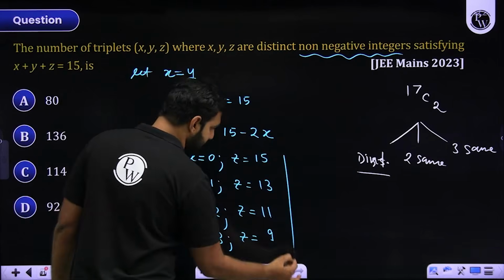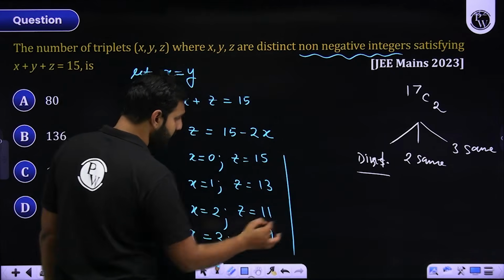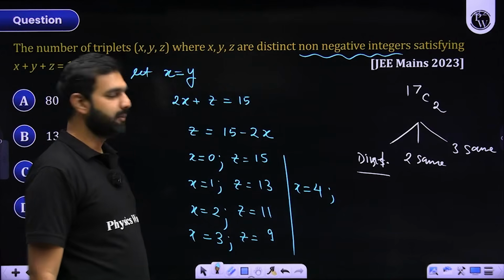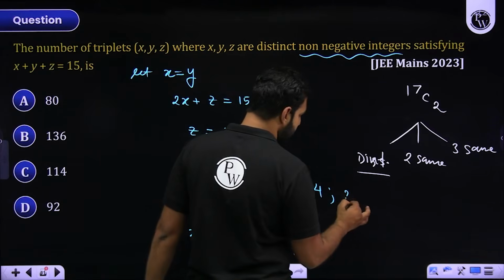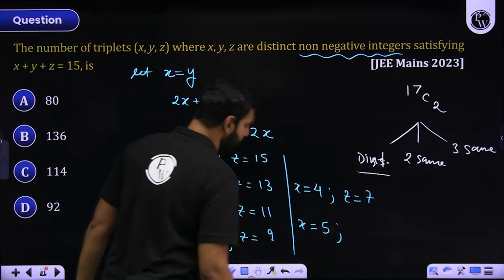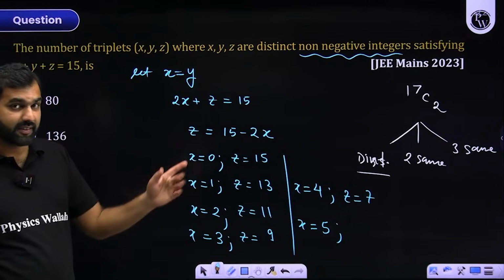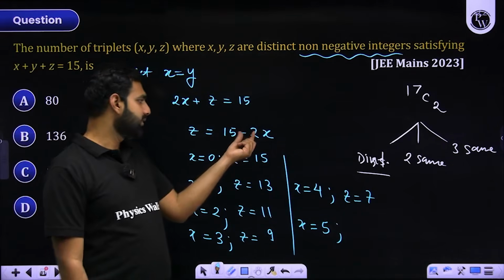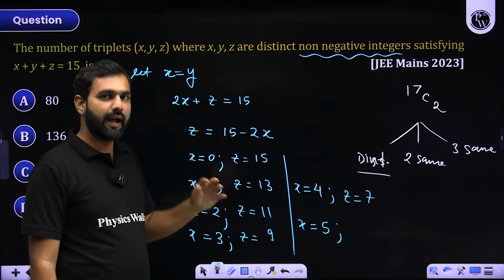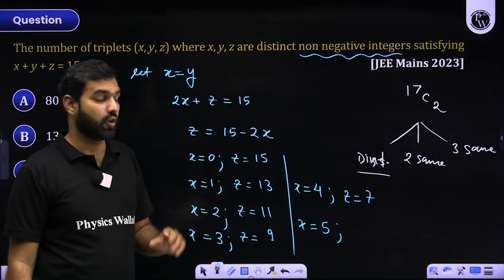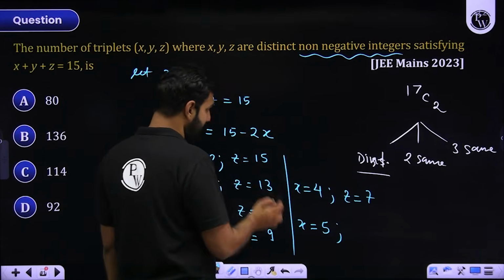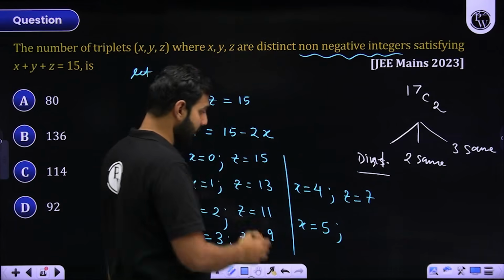What about some more cases? Yes, there would be some more. What if I keep x as 4? In that case, 2 into 4, 8, 15 minus 8 is 7. So z would have been 7. Did you get that part? Can I keep x as 5? Let's try and do that. So if I make x as 5, I hope you must have understood the boundary condition, because the moment x touches 7 or 8, then I'll have to be more cautious because x cannot be 8. I'll show it here. X is 5, then z is 5. I hope you see x is 5, then z is also 5.